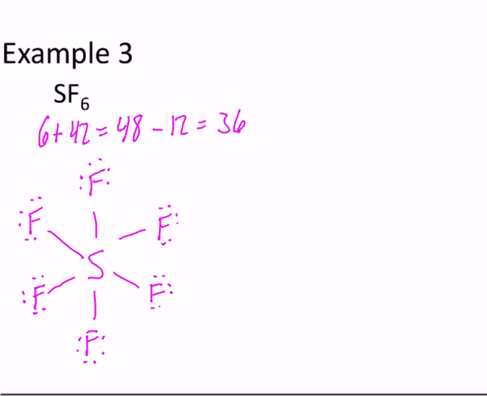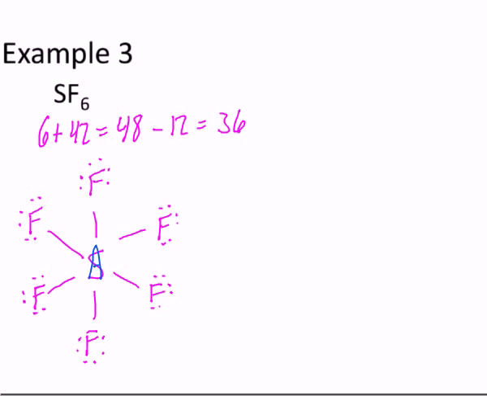Like I've said the other day, there are always some exceptions to the rule. Sulfur is one of those. Phosphorus is one of those. Boron is one of those where they will have exceptions. Now, we're not going to see a structure like this. But for the sake of practice, let's go through our same process.